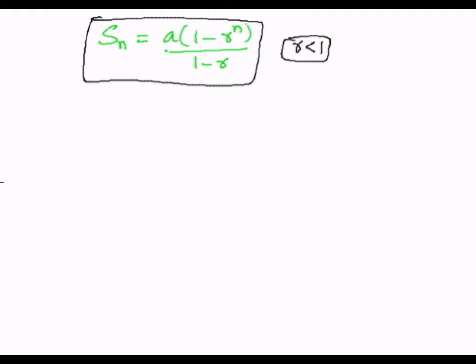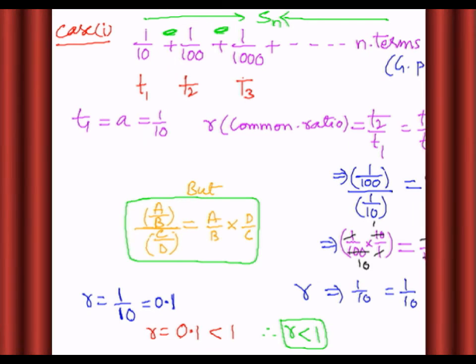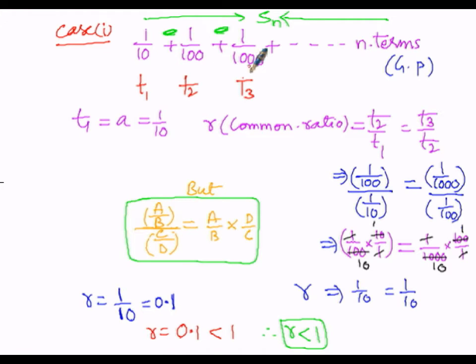So in case number 1, the sum of n terms is equal to, as per the sequence, 1 by 10 plus 1 by 100 plus so on. Here a is 1 by 10 and r is 0.1, or in other words 1 by 10. So a is 1 by 10 and r is also 1 by 10. Here we can replace in this formula.